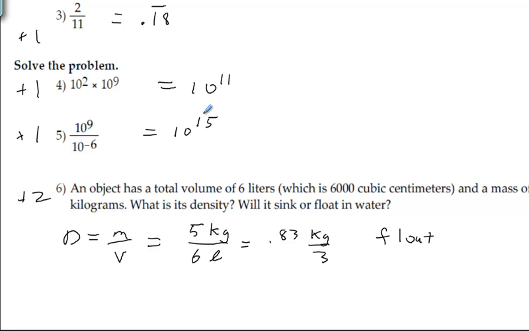6, density is mass divided by volume. And so it's 5 kilograms, and the volume is 6 liters. So it's going to be 0.83 kilograms per, I don't know what that should say, liter. And yes, that should float. If that ratio is less than 1, it would float in fresh water.